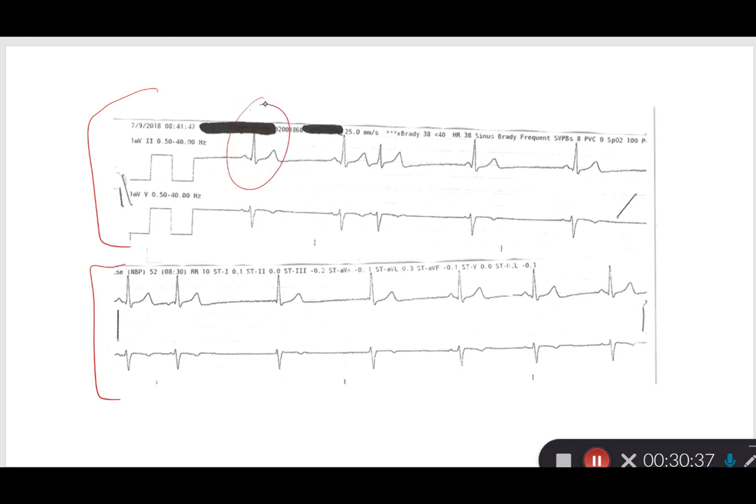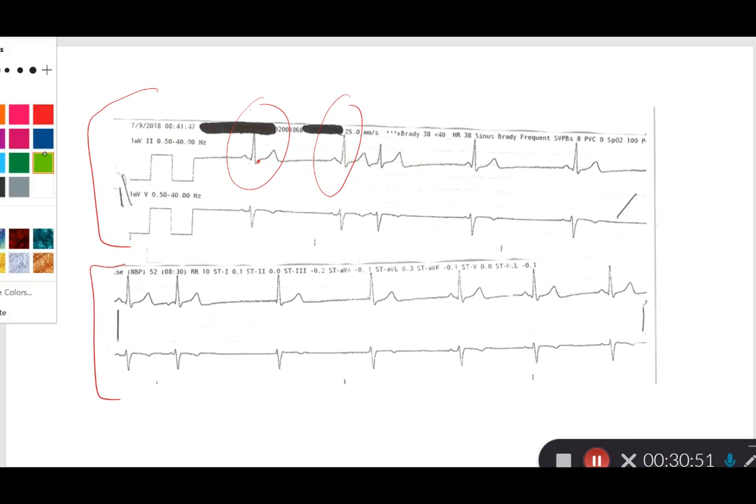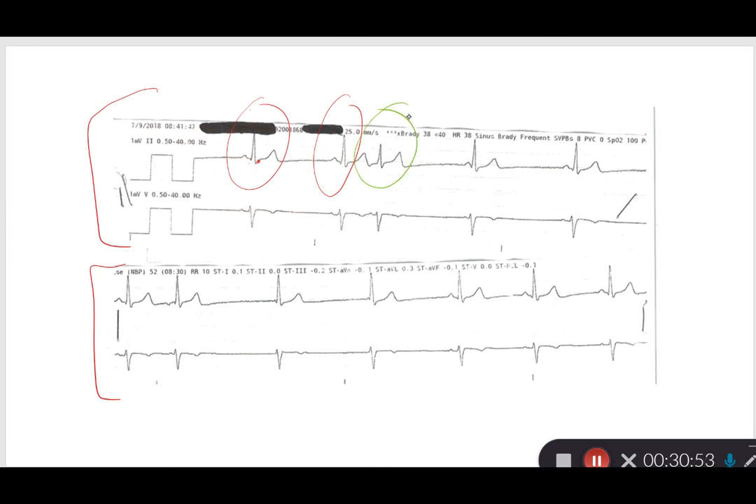Looking at my first complex, it looks pretty sinus. I got a P wave, a narrow QRS complex, a J point that's right on the isoelectric line, a normal T wave. Same with this complex, looks very normal. And then I got this guy, which we'll circle in a different color. When I look at this complex, I can see that there either is no P wave or maybe this is part of a P wave and it's inverted. But either way, it doesn't have a normal P wave. So I'm going to say that this is definitely a junctional complex.